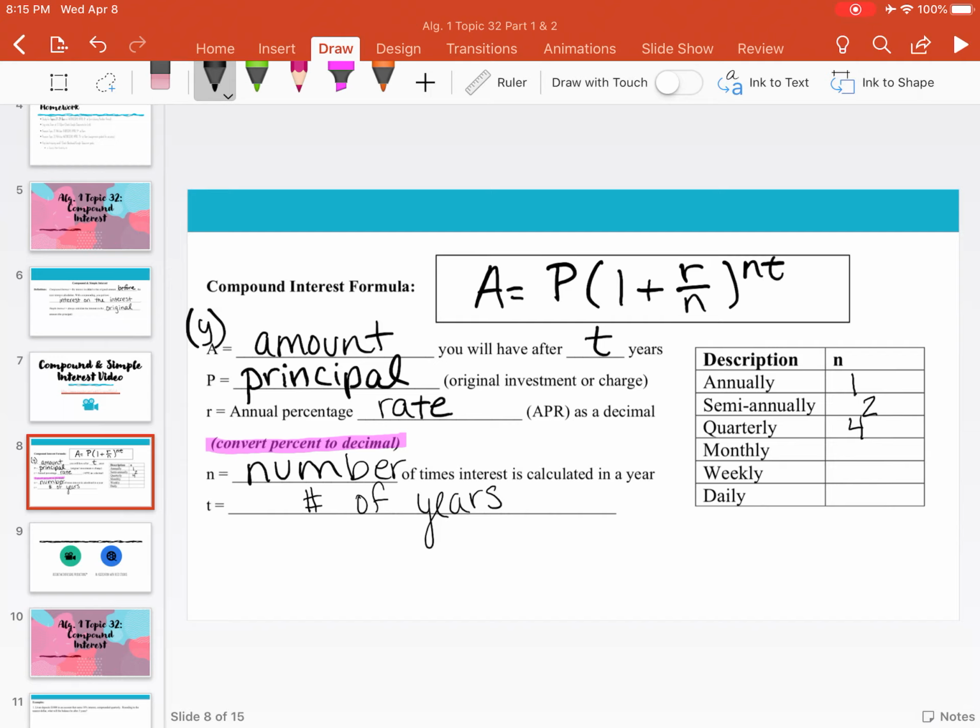Monthly, there are 12 months in a year. Weekly. Now, weekly is how many weeks there are in a year, not how many days are in a week. That's a common misconception, but it's how many weeks are in a year. So there are 52 weeks in a year. And daily, how many days are in a year? So there are 365 days in a year.